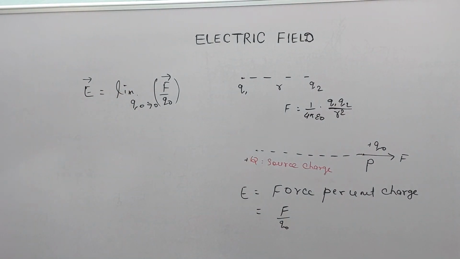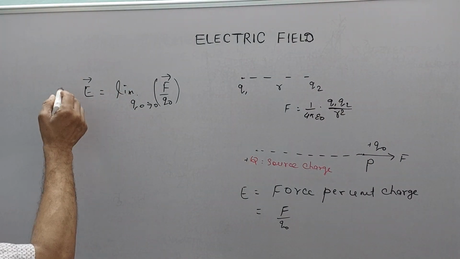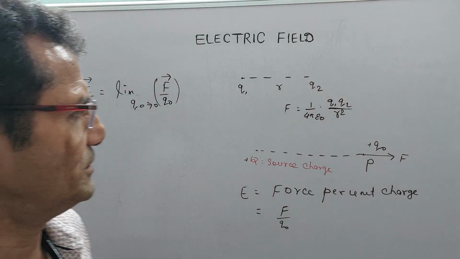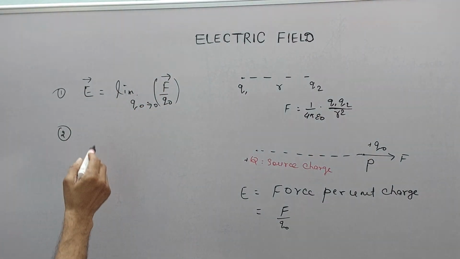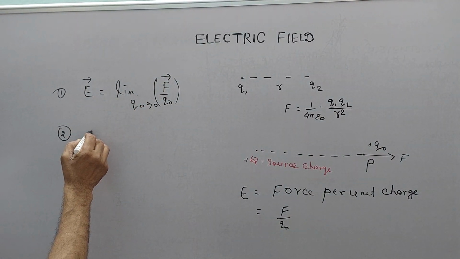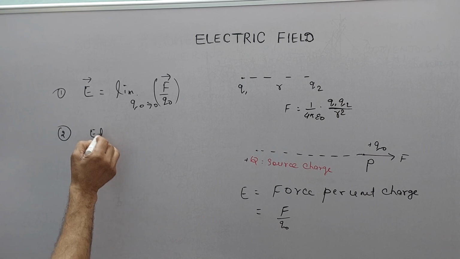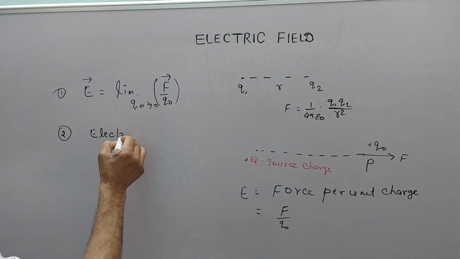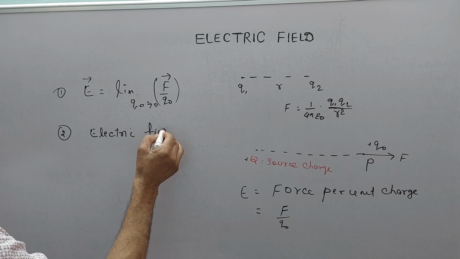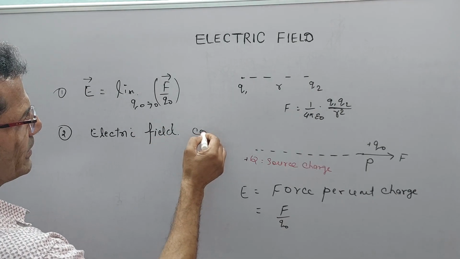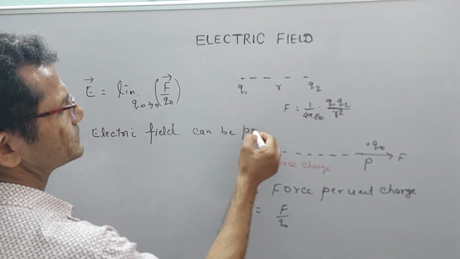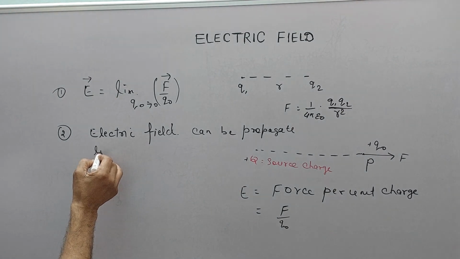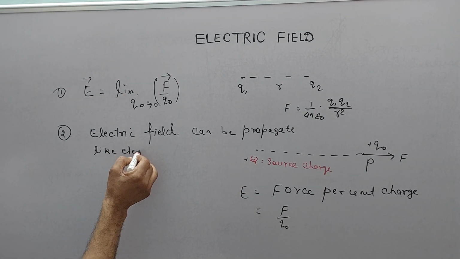That is the first point. Now the second point: the electric field can propagate like an electromagnetic wave.